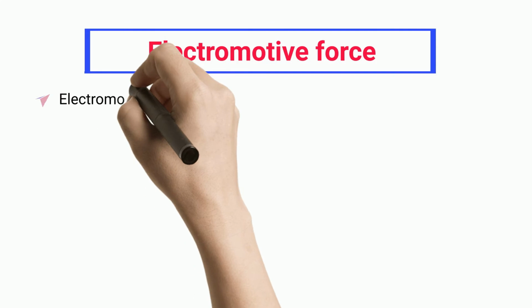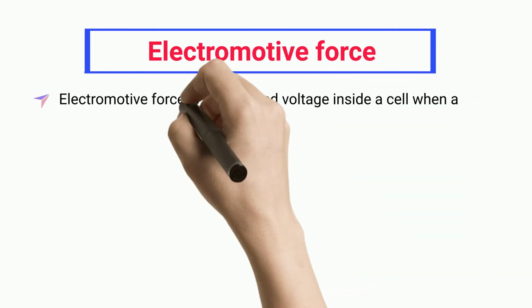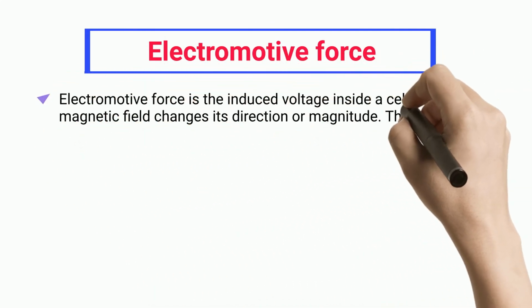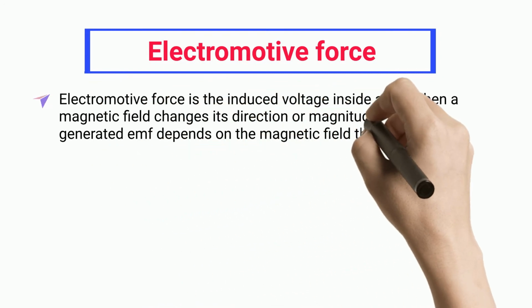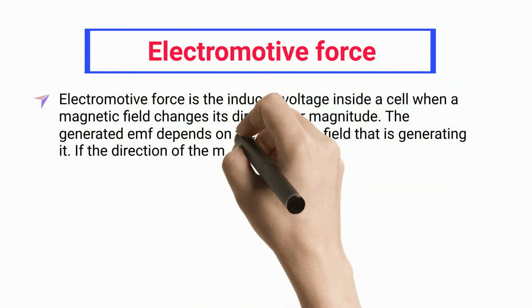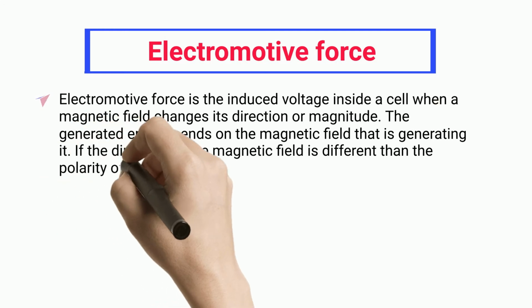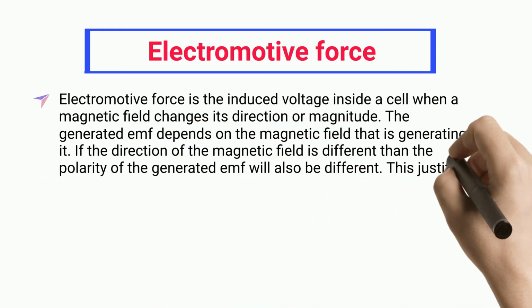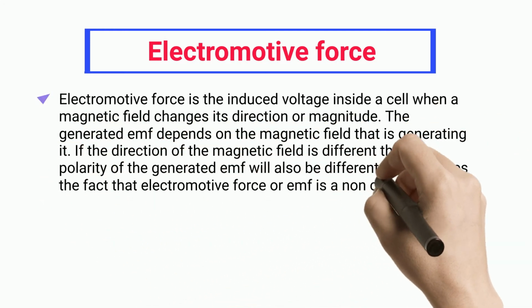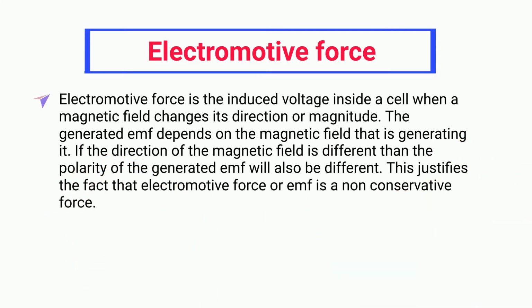Electromotive force. Electromotive force is the induced voltage in a circuit when a magnetic field changes its direction or magnitude. The generated EMF depends on the magnetic field that is generating it. If the direction of the magnetic field is different, then the polarity of the generated EMF will also be different. This justifies the fact that electromotive force or EMF is a non-conservative force.